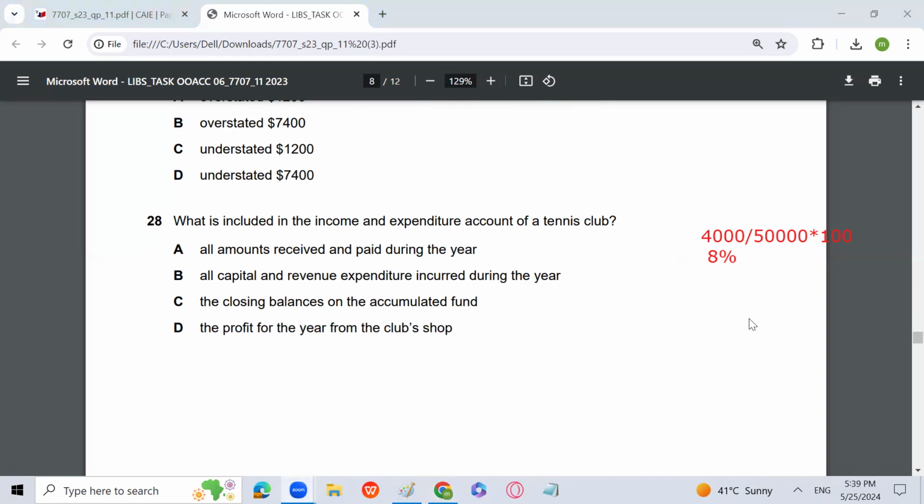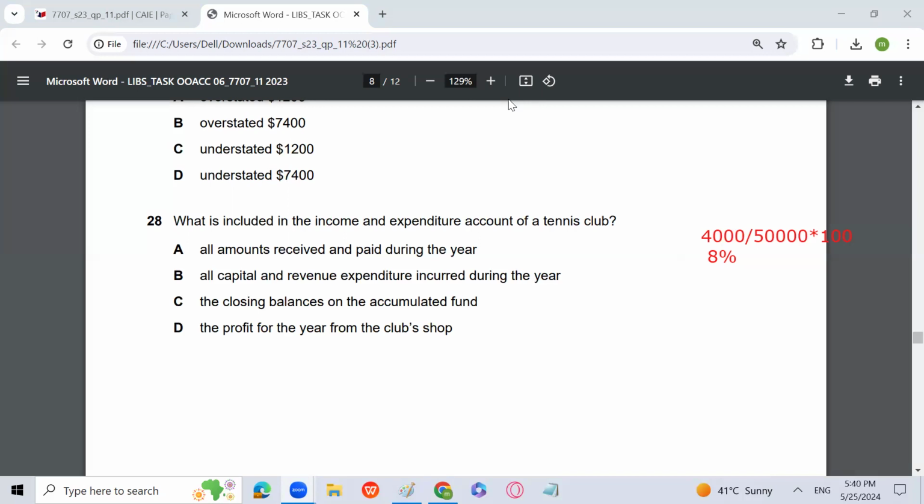D is the answer. Sir, let me explain why. A is not the answer because all amount received and paid is written in the receipt and payment account. All capital and revenue expenditure incurred during the year, yes, but that is also cash. Either they are cash expenditure or they are accruals. They will come in the income and expenditure account, but capital expenditure won't come in the income and expenditure account. So because of that reason, that is wrong.